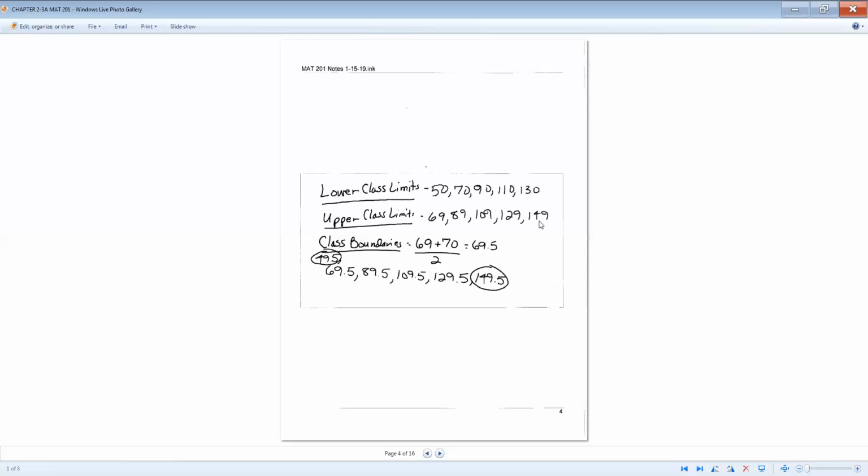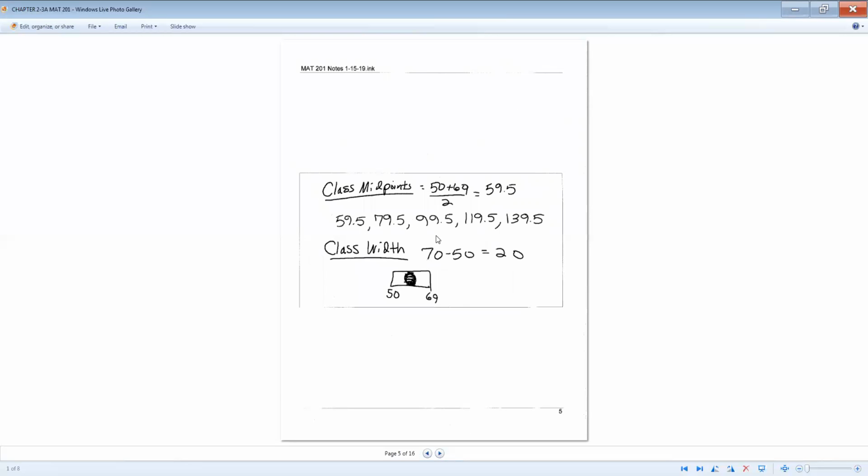If you want to extend past that, you take the 149 and then 150, add them together, divide by 2, or go to the lowest class boundary possible. Take 50 and 49, add them together, divide by 2. So that's how we got 49.5 and the 149.5.